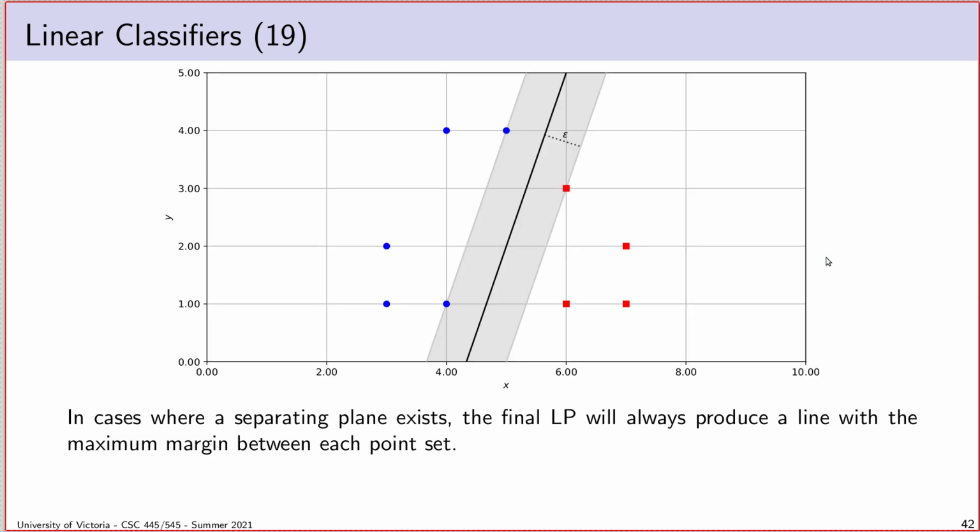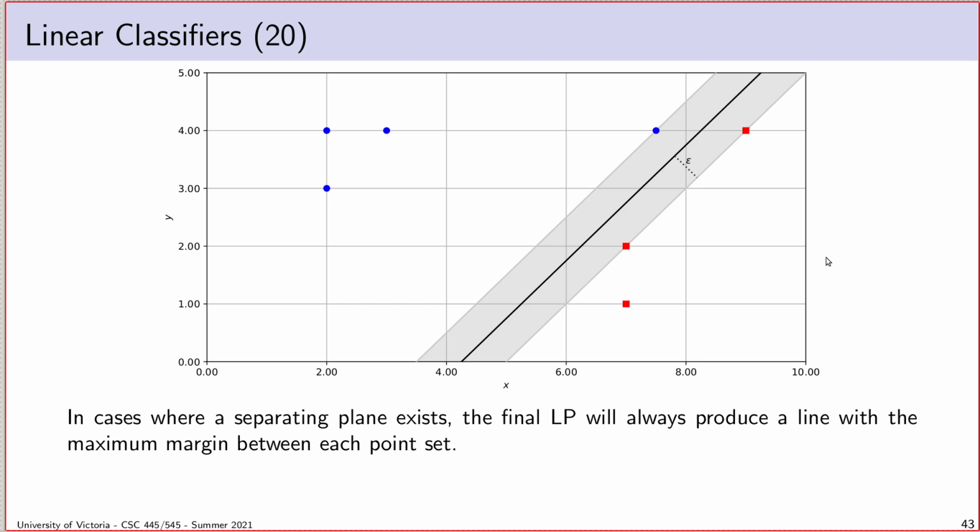That's why we could derive a linear classifier. And so the final LP that I just showed there will produce a line with the maximum margin between each point set, assuming we accept the compromise that we had to make about how distance is measured. So we end up with this, and we end up with this, and you can see those are pretty good results using that linear program.